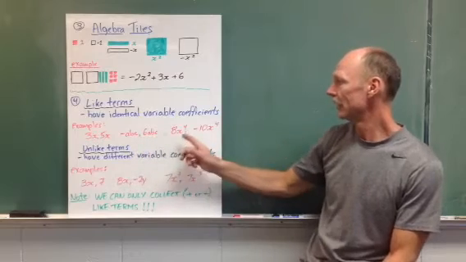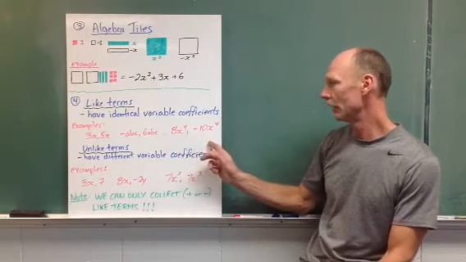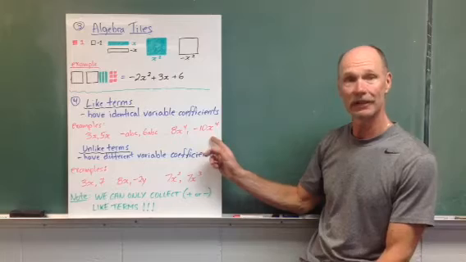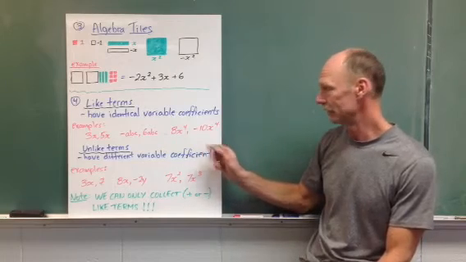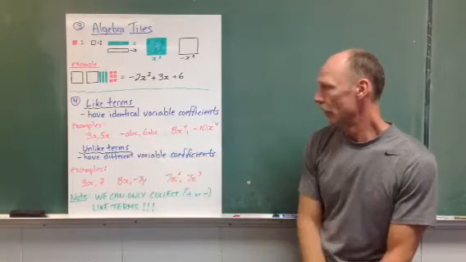So those are like. These are also like. Notice they're both x to the 4. Had one been x to the 4 and one been x to the something else, they'd be, sorry, they'd be unlike. More about unlike terms.